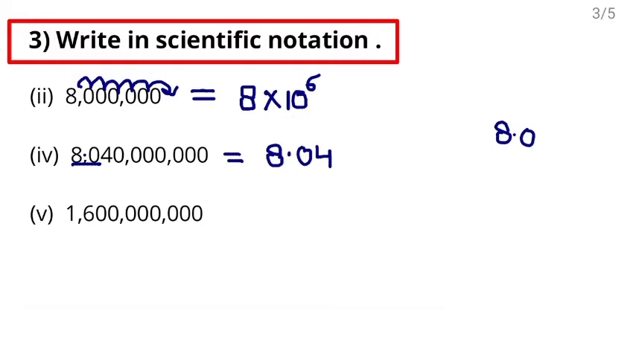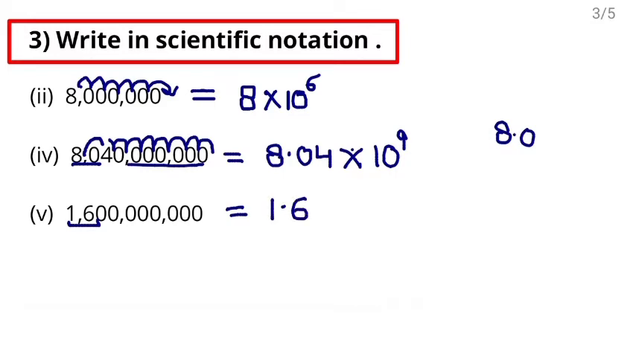Clear? Now we have the decimal here and we want to move it. How many digits do we have after the decimal? 1, 2, 3, 4, 5, 6, 7, 8, 9. So we will multiply it by 10 raised to the power 9. Clear? Now in this one again, if we write it as 1.6, according to that we have the decimal here. So how many places do we have to move to the right? 1, 2, 3, 4, 5, 6, 7, 8, 9. So you will multiply it by 10 raised to the power 9.